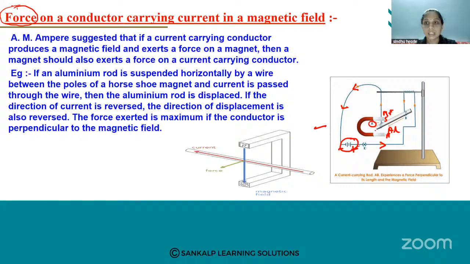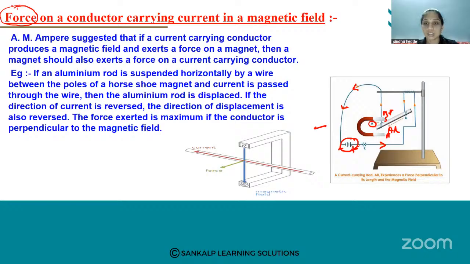Why does the displacement happen? We know that when current flows through the circuit, a magnetic field is generated. But why does this aluminium rod show some displacement? That is the question. For example, when we connect the battery like this, it shows some displacement to the left side.